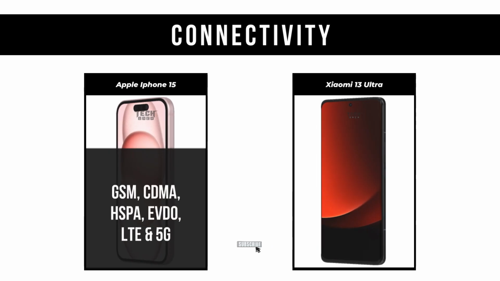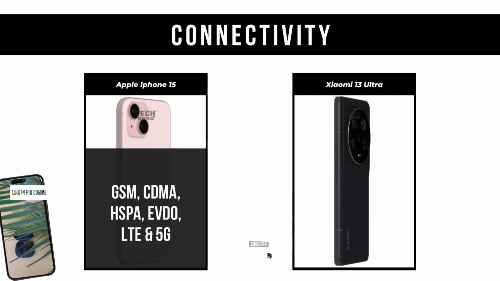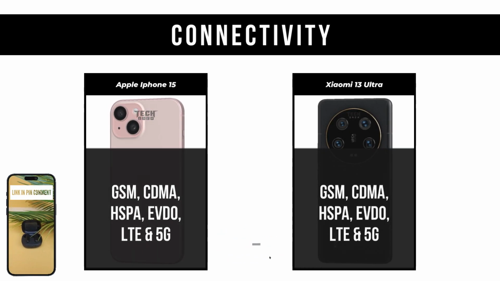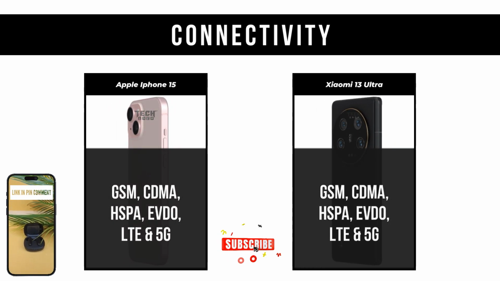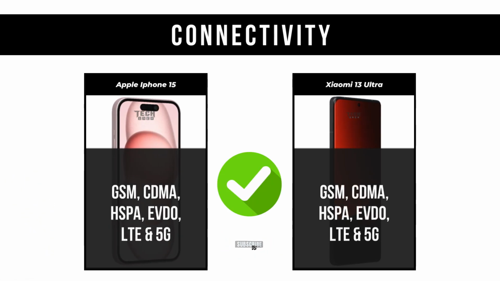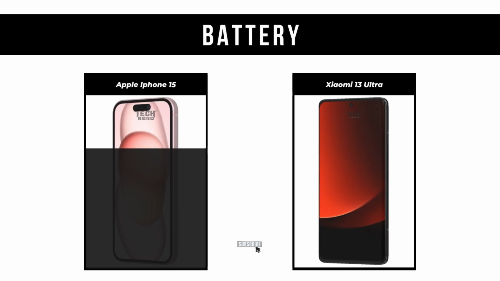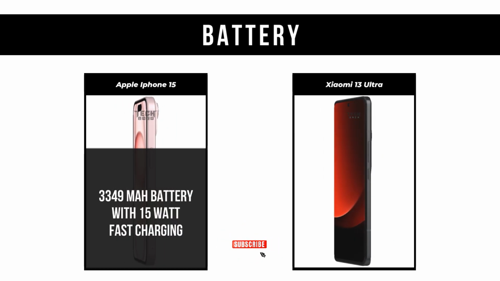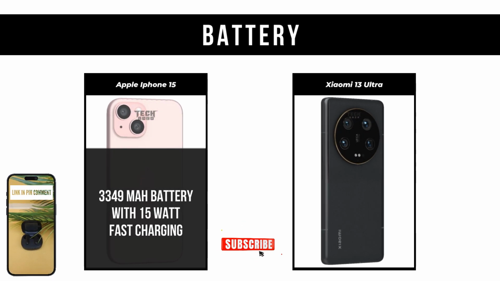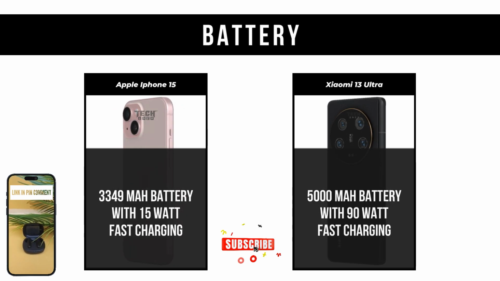Connectivity. Apple iPhone 15 is GSM, CDMA, HSPA, EVDO, LTE, and 5G. Xiaomi 13 Ultra is GSM, CDMA, HSPA, EVDO, LTE, and 5G. Battery. Apple iPhone 15 is 3,349 mAh battery, with 15W fast charging. Xiaomi 13 Ultra is 5,000 mAh battery, with 90W fast charging.